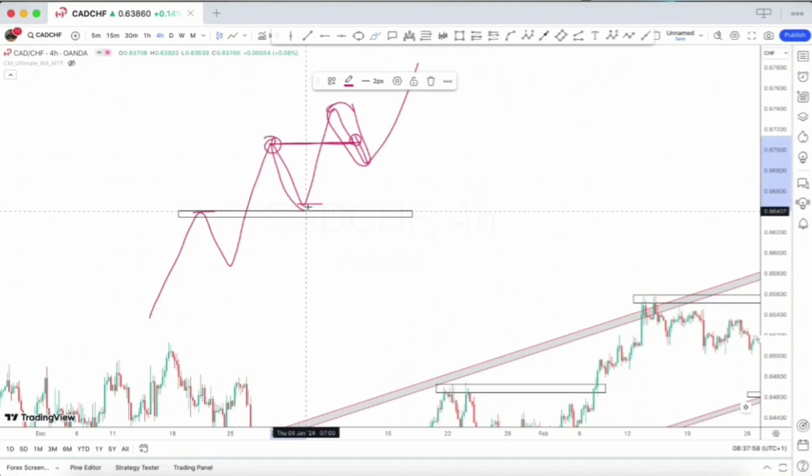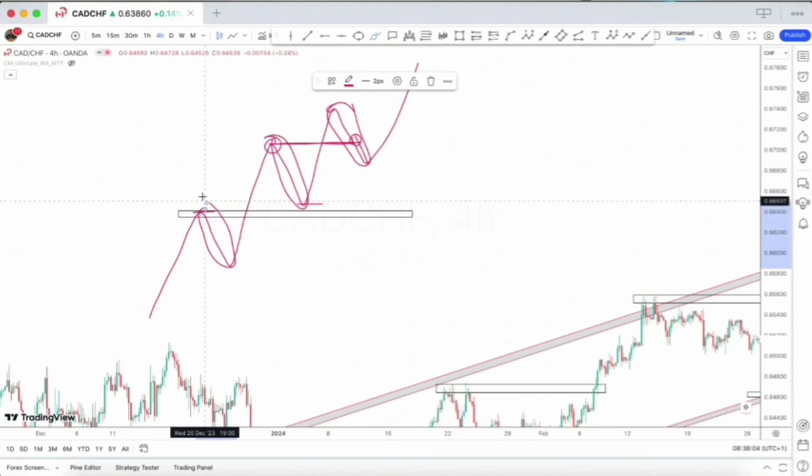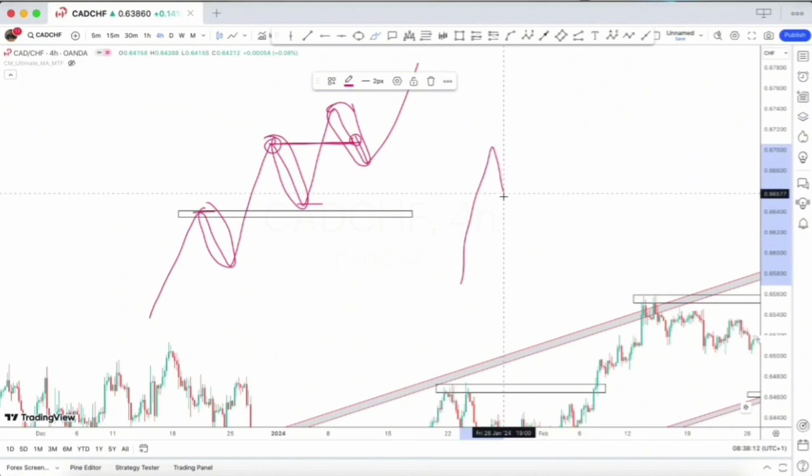All this right here, these are all pullbacks. Okay, these are all pullbacks. And we also have a minimum requirement for a pullback. So sometimes when you have an impulse like this, we need to have a minimum of 3 waves. This is actually the minimum anyway. So we need a minimum of 3 wave pullback for us to see that this pullback is valid.